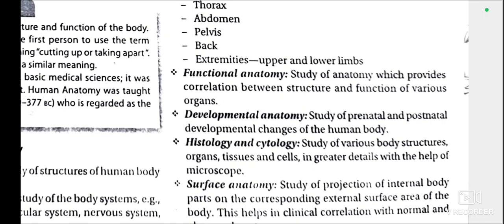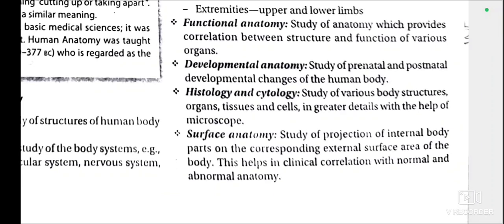Histology is the study of various body structures, organs, tissues, and cells in detail with the help of a microscope. These both are similar. You can remember it as the study of structures, organs, tissues, and cells in greater detail with the help of a microscope, that is known as histology. In histology, "logy" means a study. Okay, you can understand the "logy".